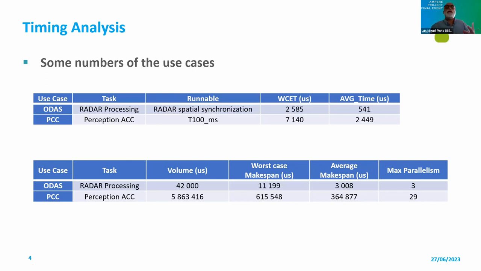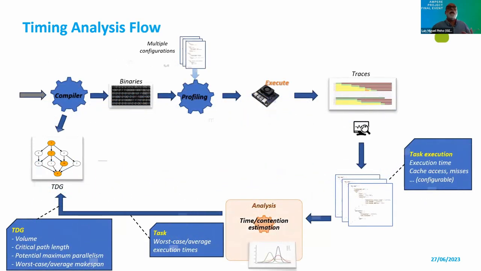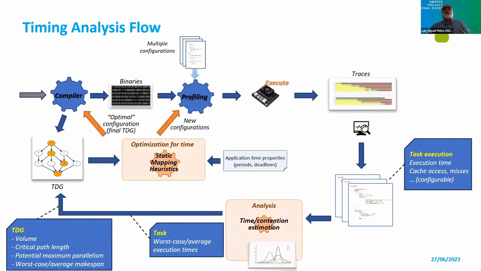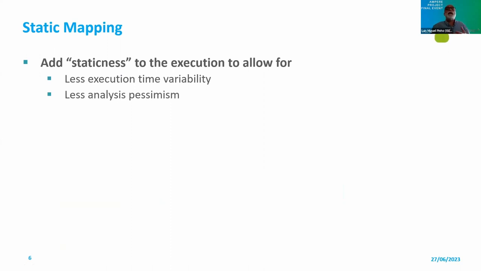So having extracted all of this information, going back to the flow, we are able to first provide some optimization related to time. We have worked on the ability to perform a static mapping of these OpenMP tasks to the cores in the system in order to optimize the execution related to response time. So not only guaranteeing the deadlines of applications, but also minimizing their response time. And we do this by using a static mapping approach.